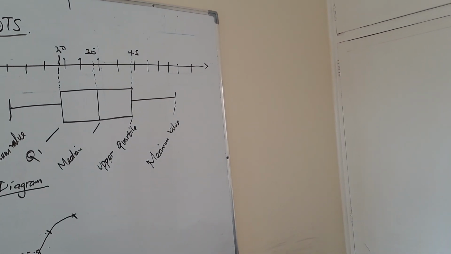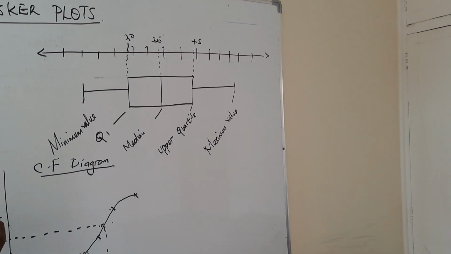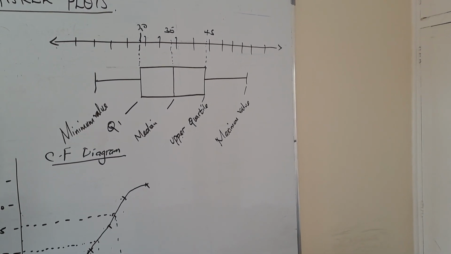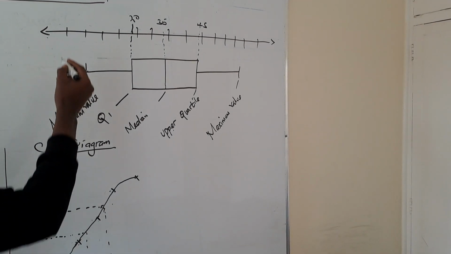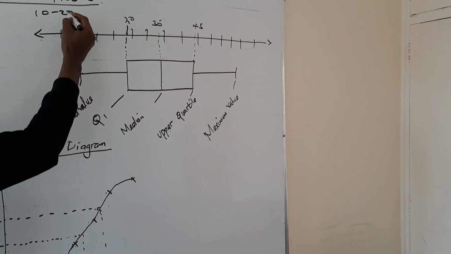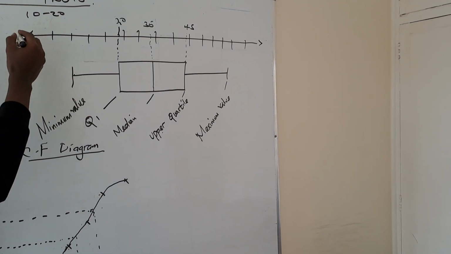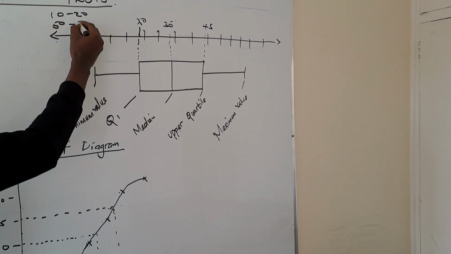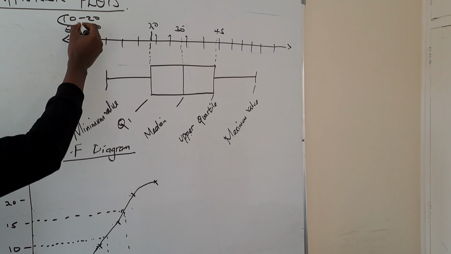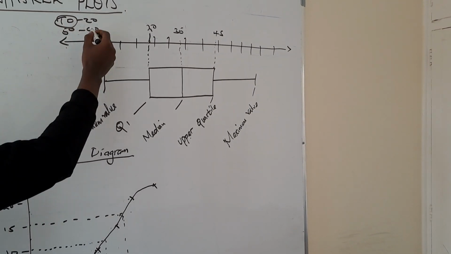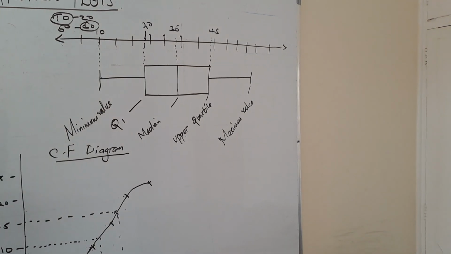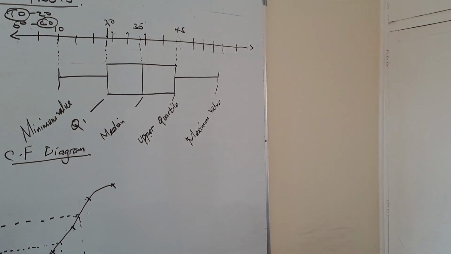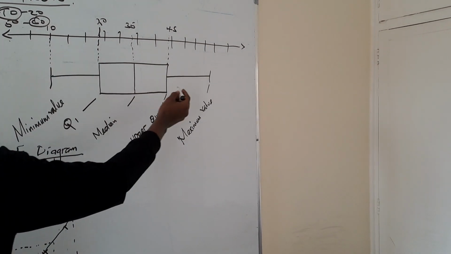Remember, we should also get the minimum value. What's the minimum value according to the data that we had before? Our data started from 10 to 20. That was the first class, and the last class was 50 to 60. So the minimum value is 10, and the maximum value is 60. So my minimum value here will be 10, and then my maximum value will be 60, somewhere there.